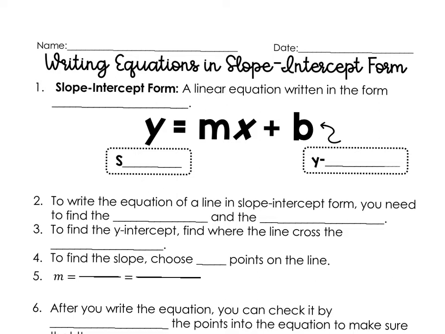We are going to talk about slope-intercept form. Slope-intercept form is a linear equation written in the form of y equals mx plus b. Your m is your slope and your b is your y-intercept.